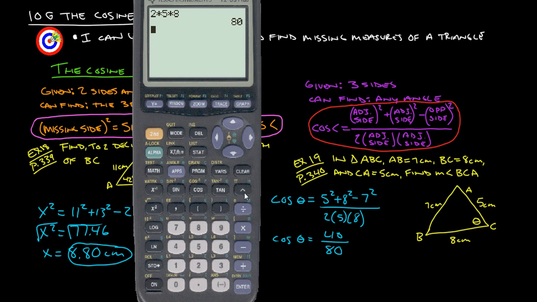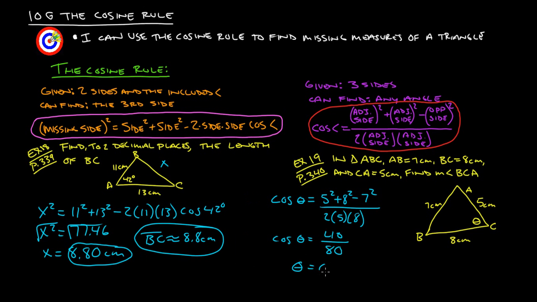When we're looking for an angle, we use second cosine, and you could either do 40 divided by 80, or if you knew that that is 1 half, 1 divided by 2, or 0.5 would work too. Push enter and you get that the angle is 60 degrees. So the measure of angle BCA equals, this wasn't even an approximation because it gave us exactly 60 degrees, so 60 degrees.